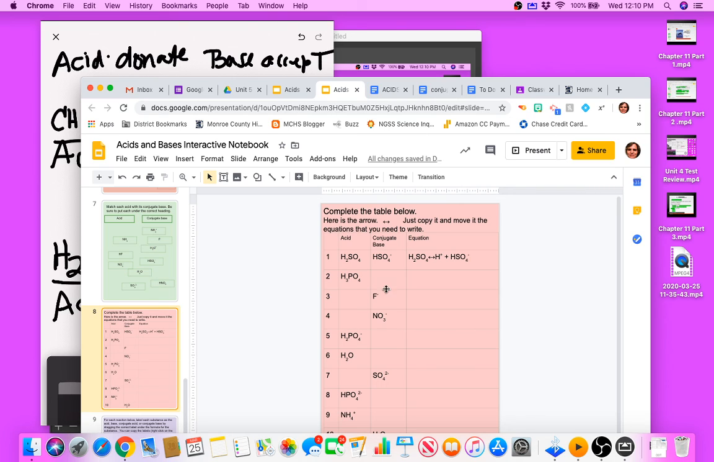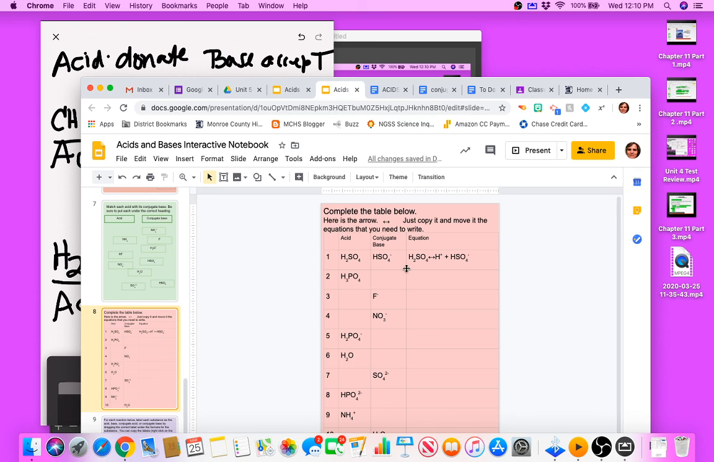And then for some of these, it gives you the conjugate base. So what does that mean? If it's a base, it has to accept a proton. So if this accepted a proton, what would it become? And then you have to show the equation for that. If this accepted a proton, it would become HF. So you would put HF here, and then your equation would be HF, and then your arrow, and then H plus F minus.